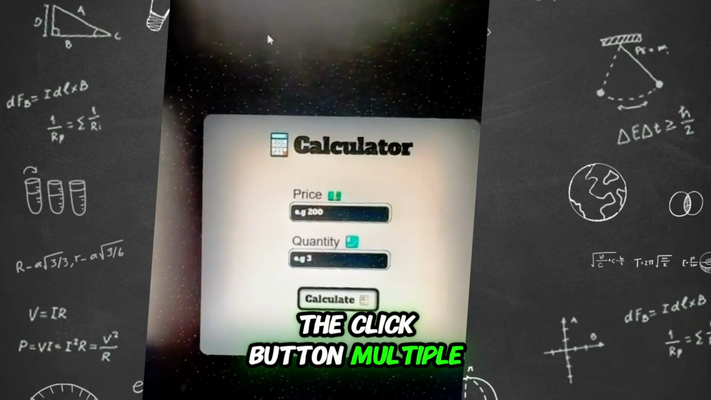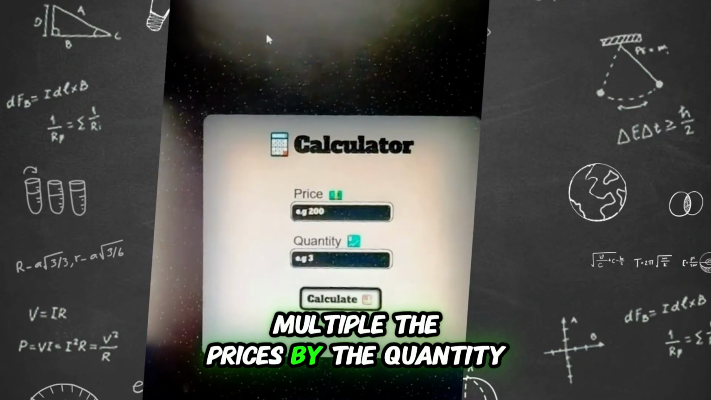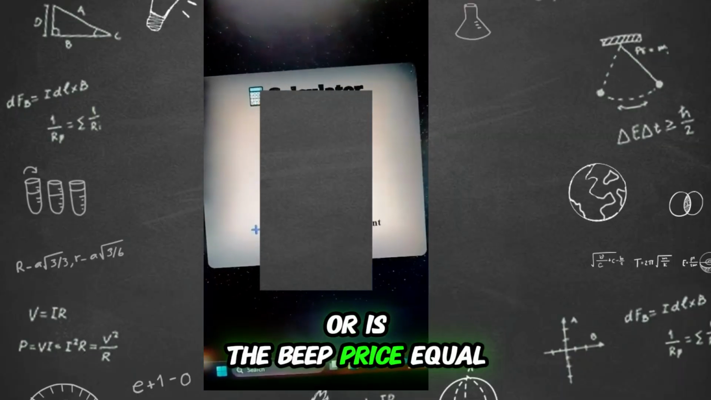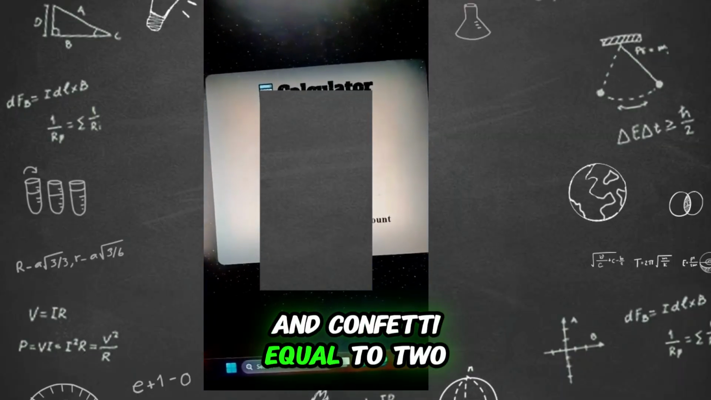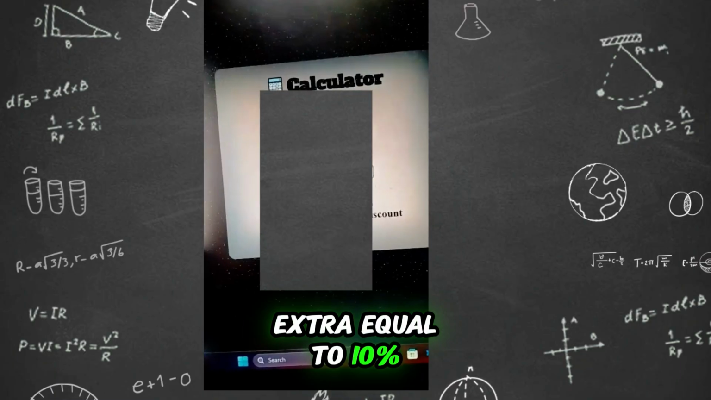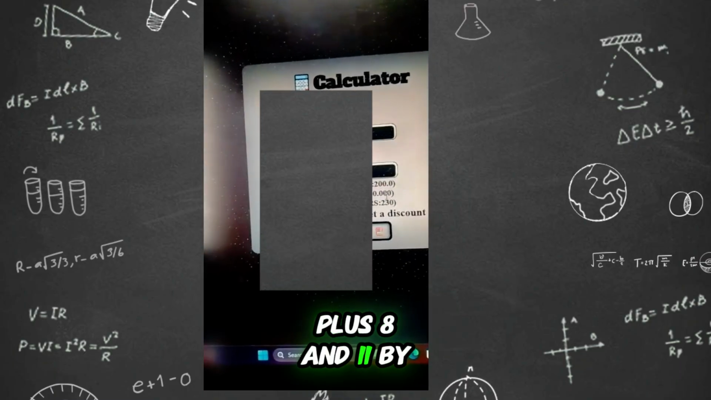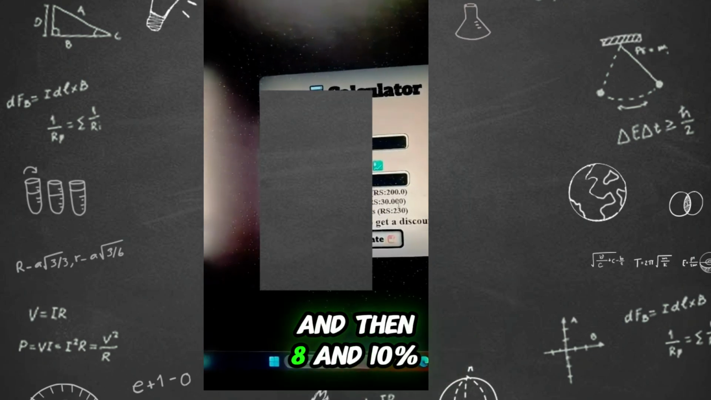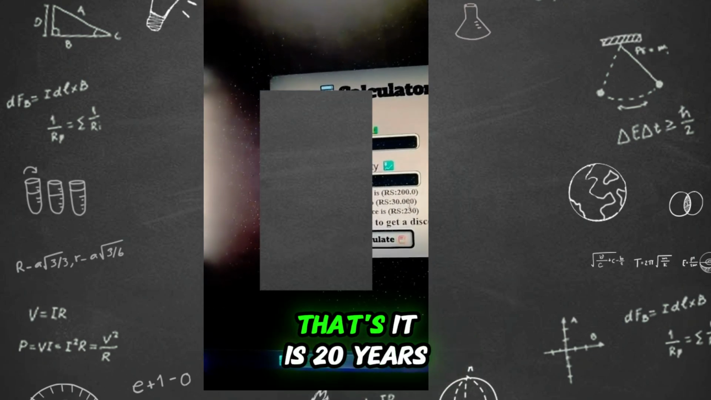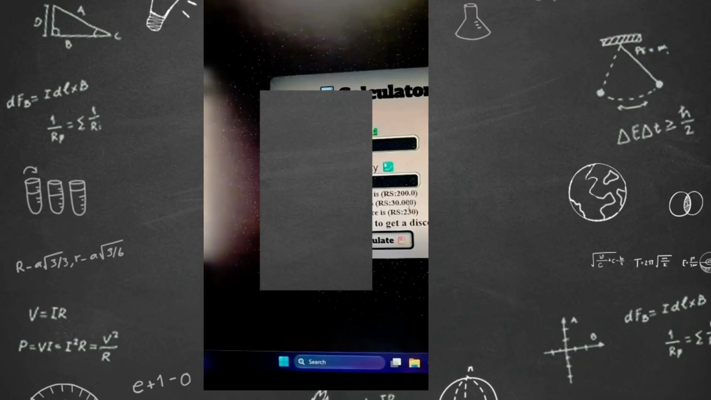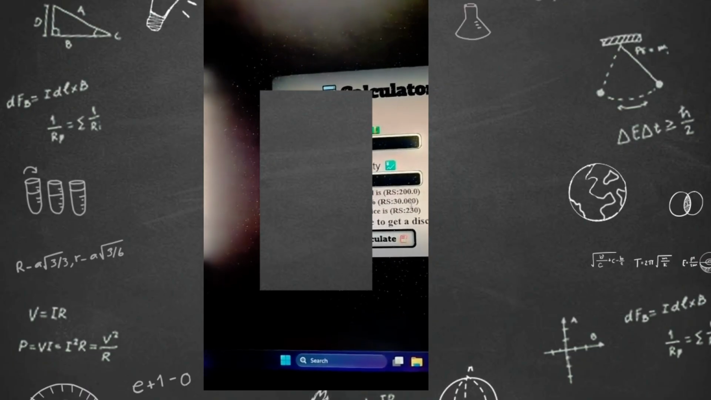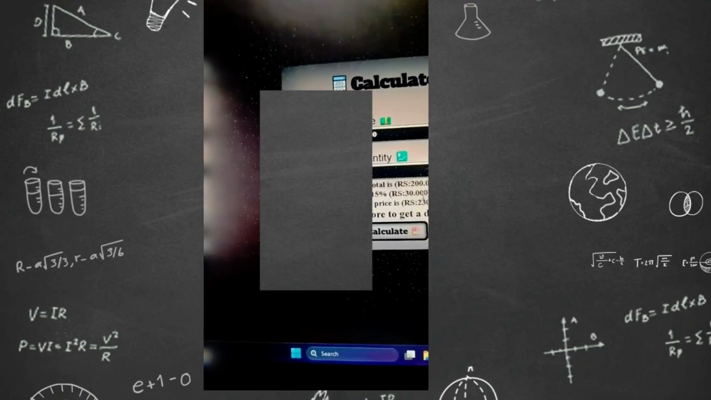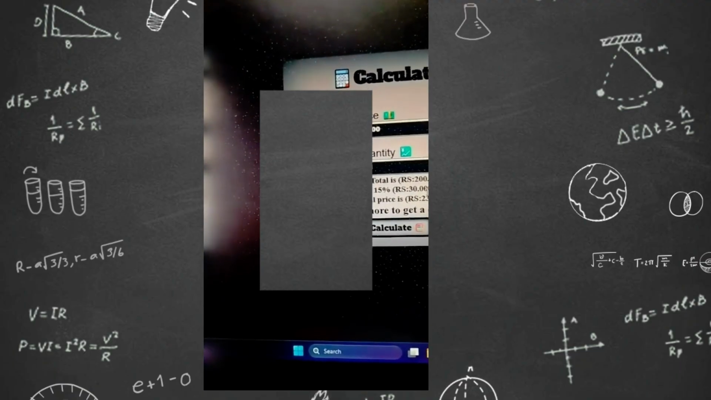The calculator multiplies the price by the quantity and then adds the tax to give us the final amount. For example, price equals 100, quantity equals 2, tax rate equals 10%. First it calculates 100 times 2 equals 200, then it adds 10% tax, which is 20, so the final total becomes 220. You can use this calculator for online stores, invoices, point of sale systems or personal use.